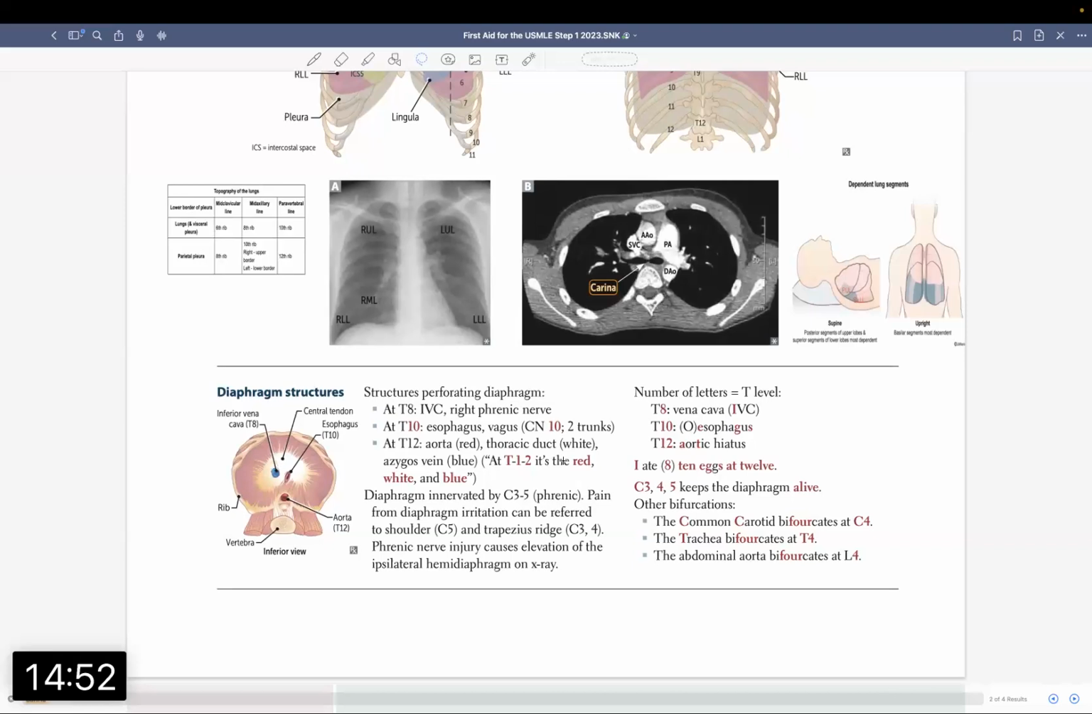So T10, CN10, two trunks. At T12: aorta, red, white, and blue. Aorta is red, thoracic duct is white, azygous vein is blue. At T12, it's the red, white, and blue. Diaphragm is innervated by C3 to 5, which is phrenic.